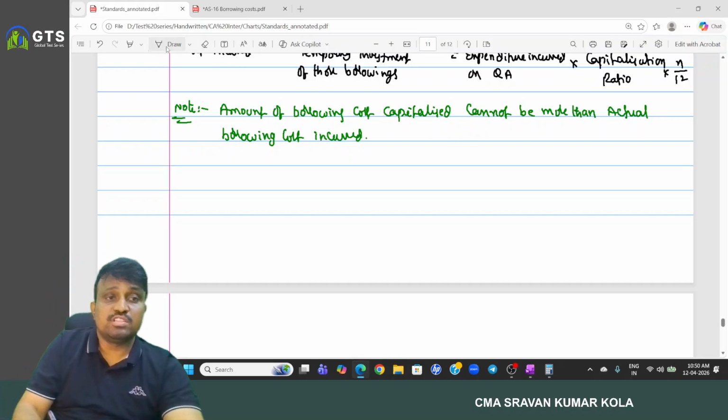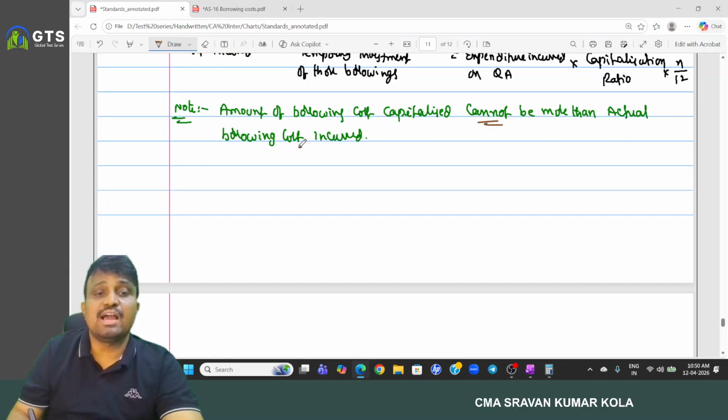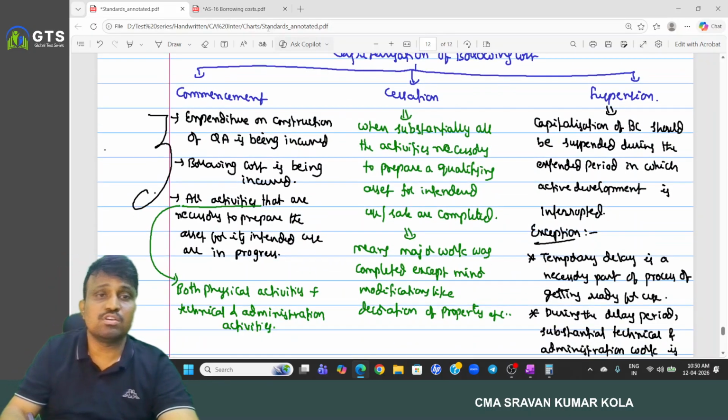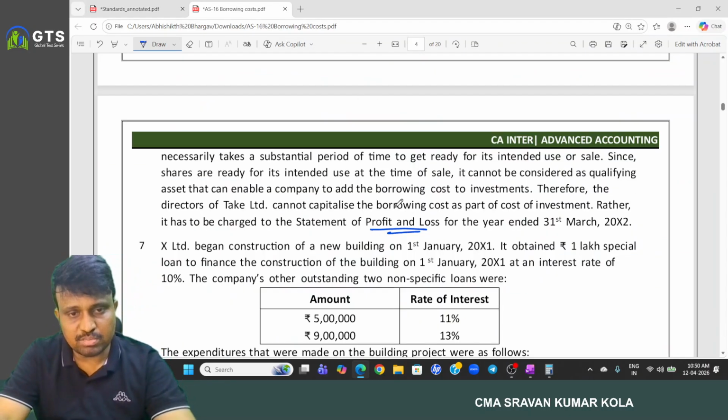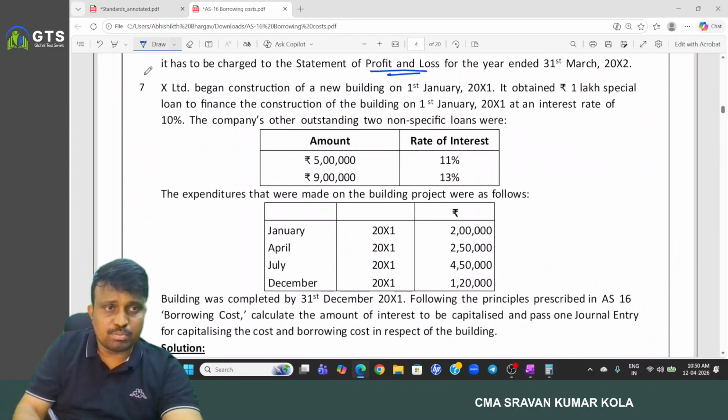And regarding the amount of borrowing cost, this is important: the amount of borrowing cost capitalized cannot be more than the actual borrowing cost incurred. Okay, we'll do some problems. I will explain here. And the seventh problem.